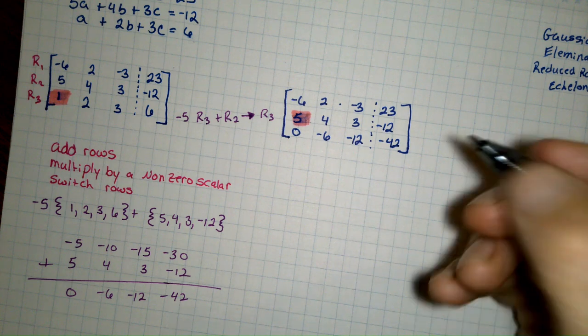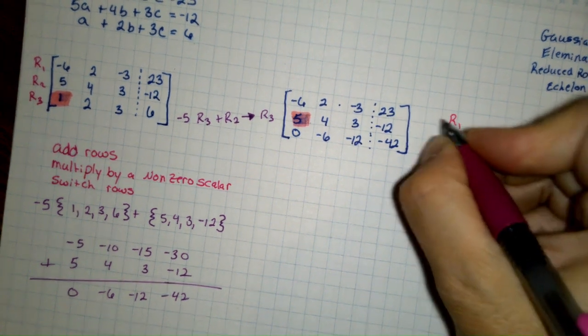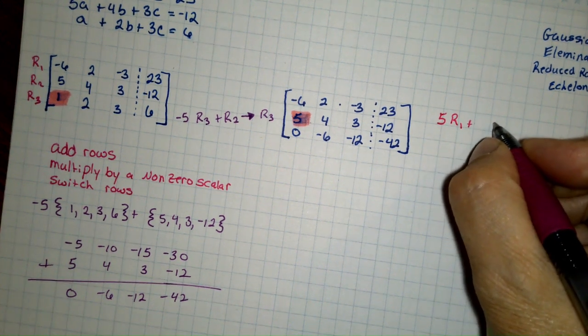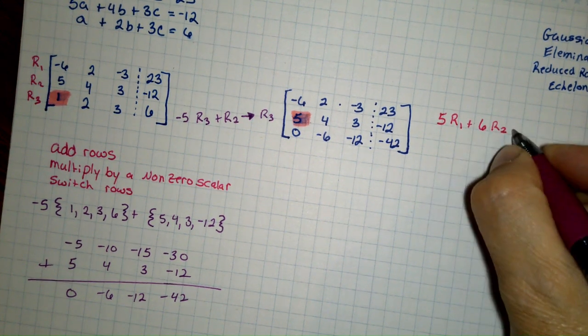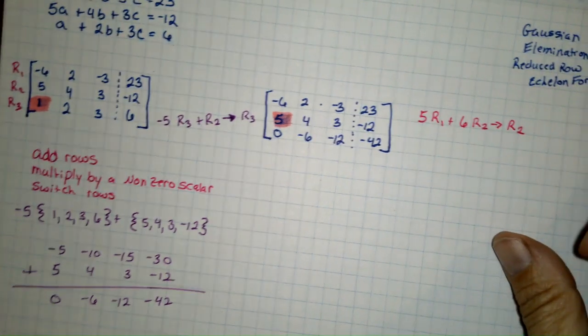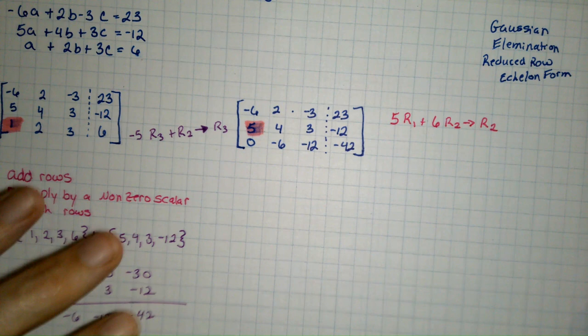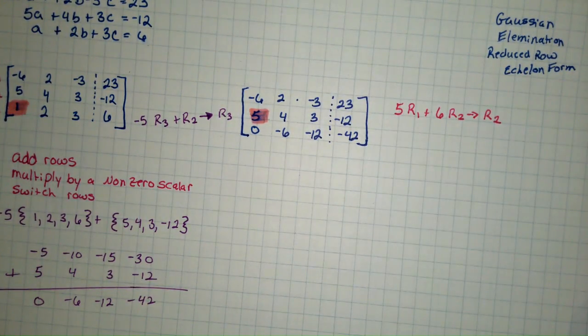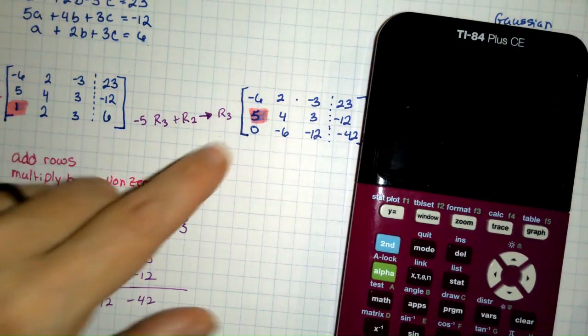So I would need to take row 1 times 5 and row 2 times 6, and I want to put that answer in row 2. Okay, this time I'm going to do it with a fancy calculator since I showed you with the math by hand. So this time I'm going to show you with the calculator.